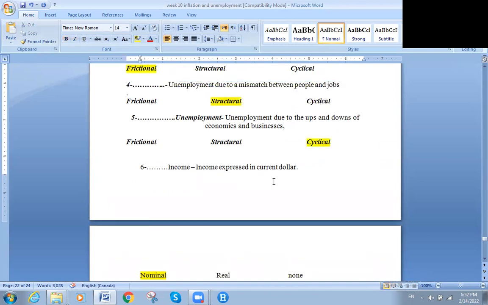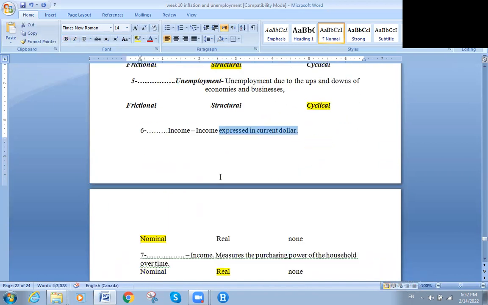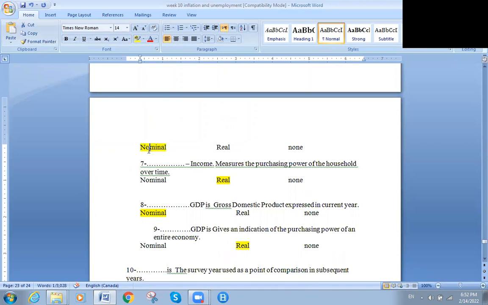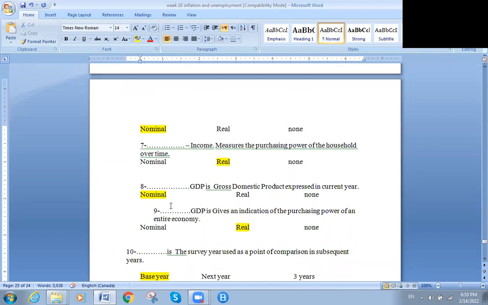Income expressed in current dollars, this is the nominal. Like I told you, this is the book value. But we don't care about the nominal value. We care about the real value, what the money can buy. Real income measures the purchasing power of the household.